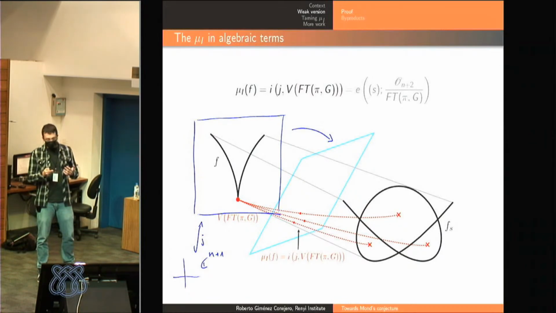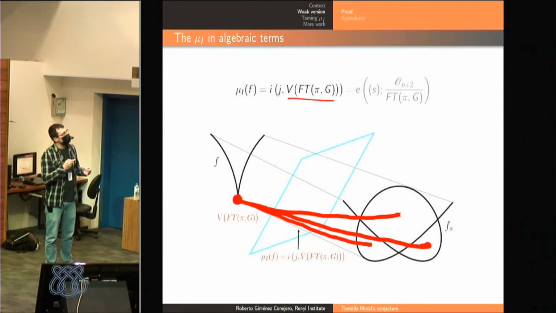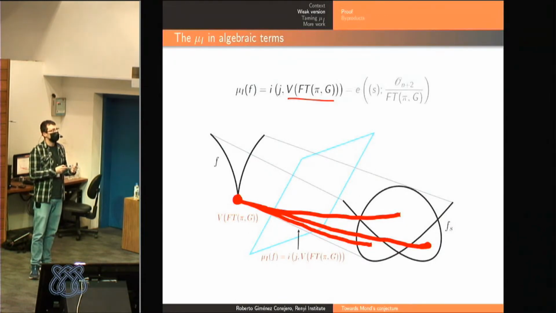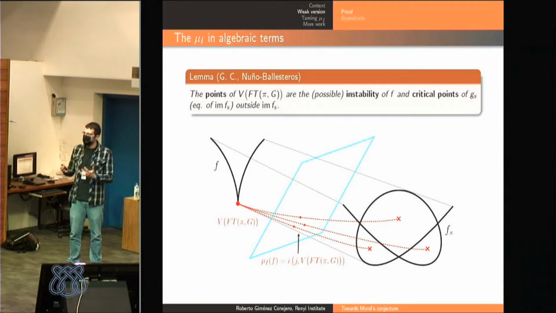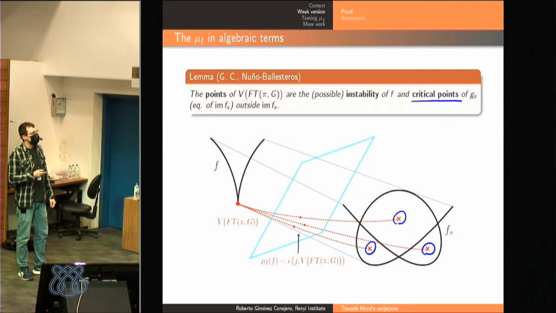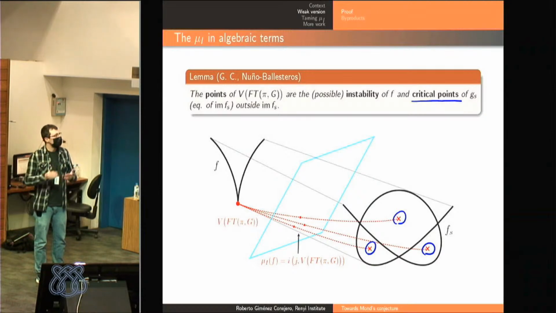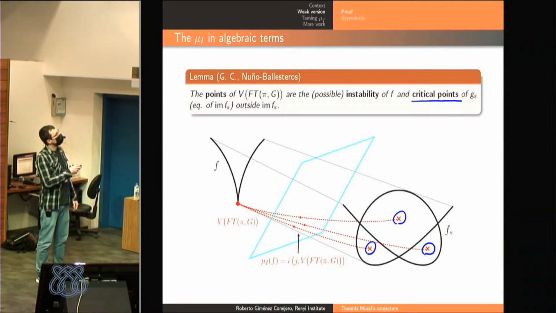And to compute the intersection number, you need to move this a bit to this picture here. And we also have this variety. We need to see what kind of thing this is. So it is something like this. Okay. The first thing we need to know is what kind of points you can find in this variety. And the points you can find, we prove, are the possible instability, this one here, and the critical points outside the image. So first of all, you have an equation for the image, for this black thing here. So this equation has some critical points outside this black image, and you look at these critical points. All these critical points for every parameter, they are inside this variety.